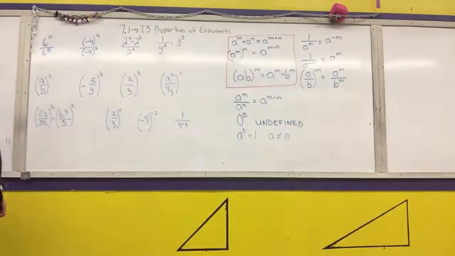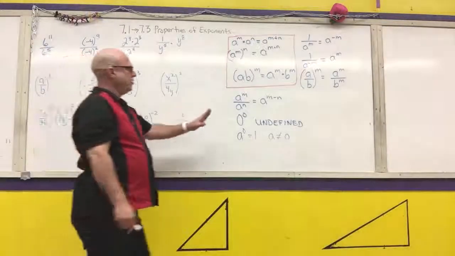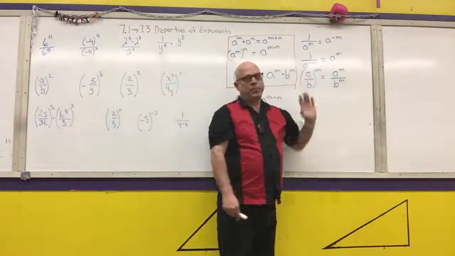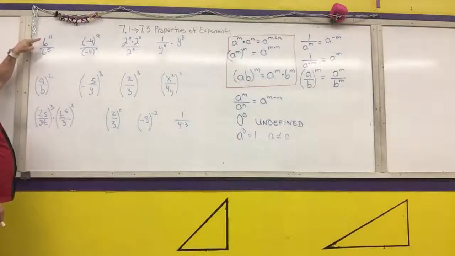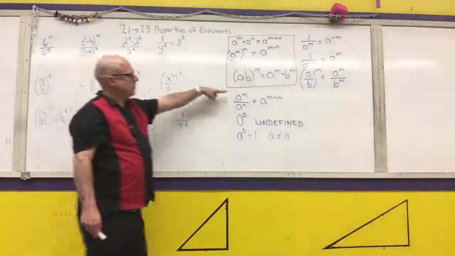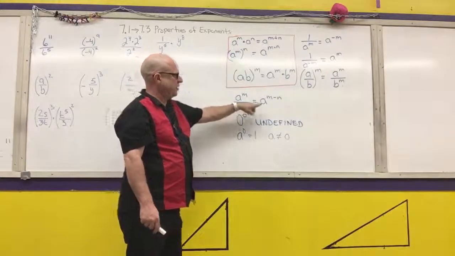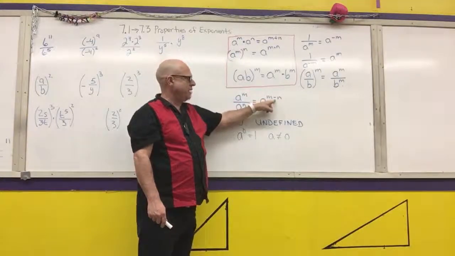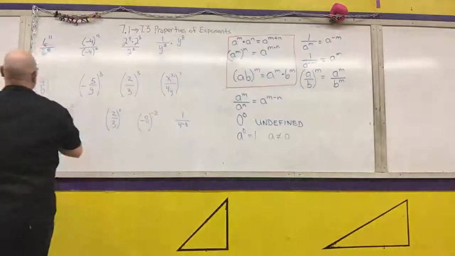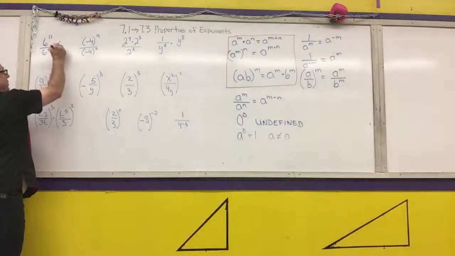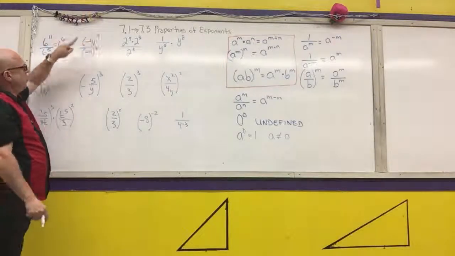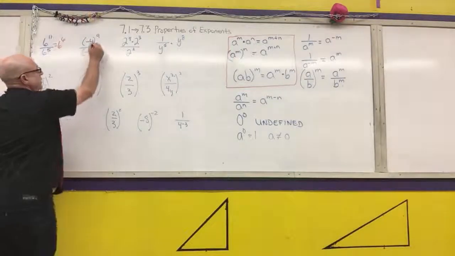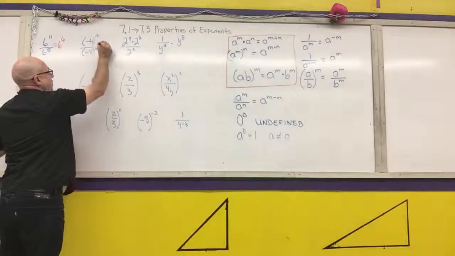So the last examples I'm going to do are going to take into account all of the remaining properties. The first one is 6 to the 11th over 6 to the 5th. I go 11 minus 5 is going to give me 6 to the 6th. Next problem is negative 4 to the 9th over negative 4 squared. That's going to equal negative 4 to the 9 minus 2, which is 7.